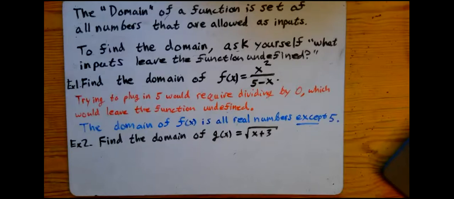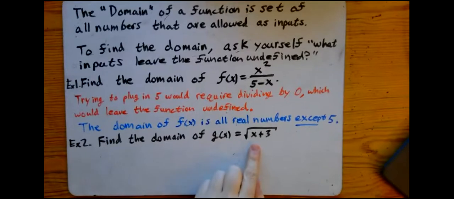Well, let's see. Okay, so someone said in the private chat, negative 3. Would negative 3 be allowed? Well, what's negative 3 plus 3? Negative 3 plus 3 is 0. What's the square root of 0? Taking the square root is asking what number times itself gives this. What number times itself gives 0? Well, 0 times itself gives 0. So the square root of 0 is perfectly well defined. So negative 3 would actually be perfectly allowed.